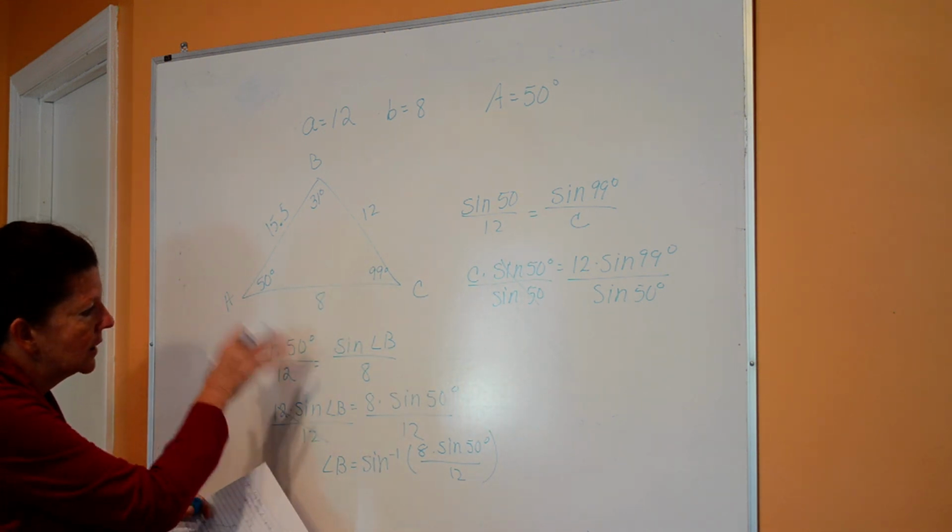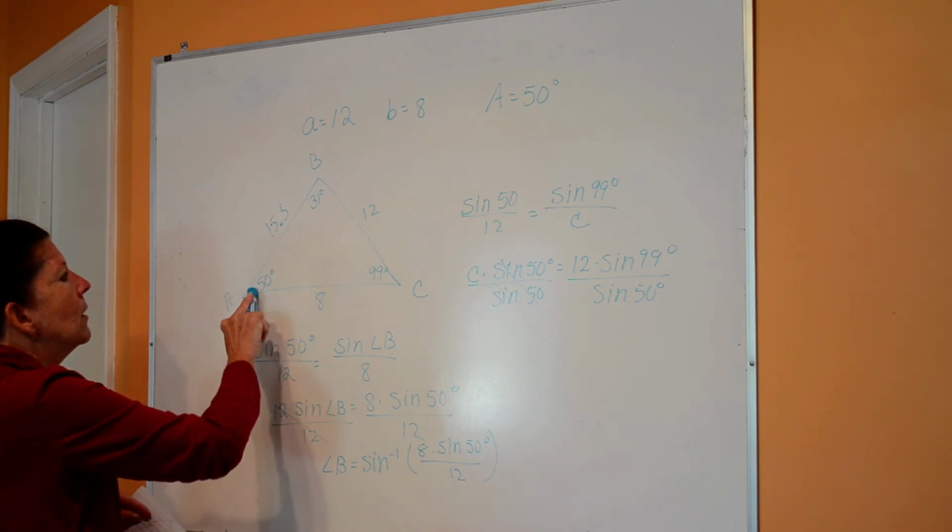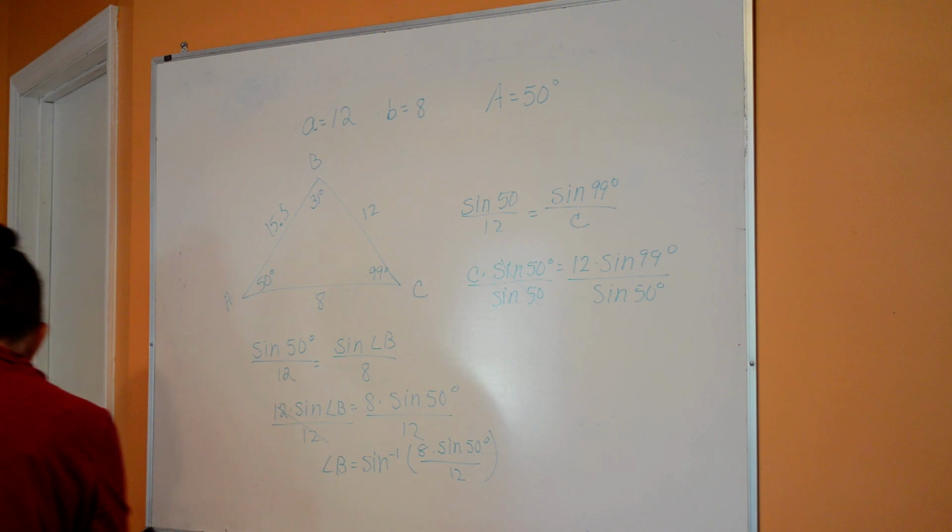So it all depends on what you're trying to find, but you're using law of sines all the way through it. So you keep setting up proportion problems, but you have to know the angle and the side opposite the angle. Okay?